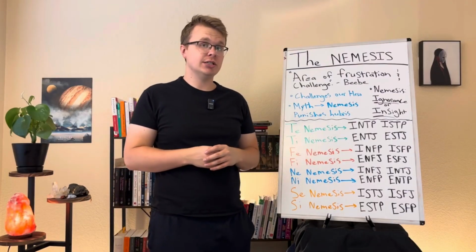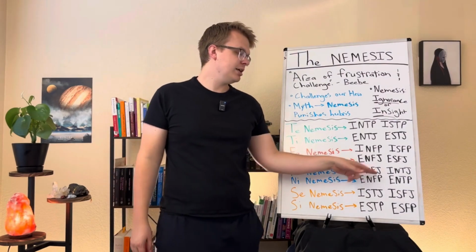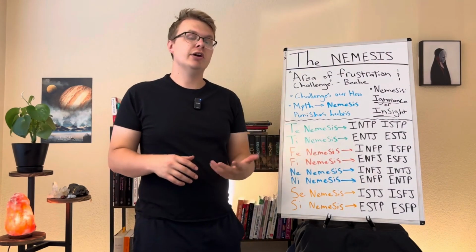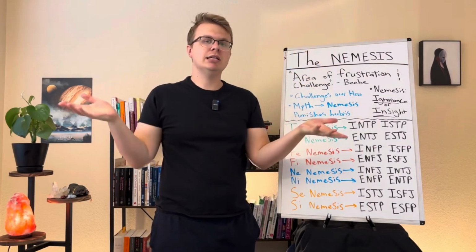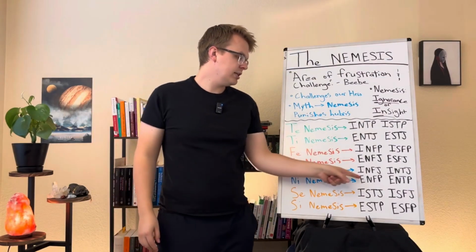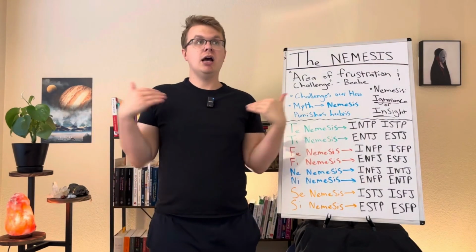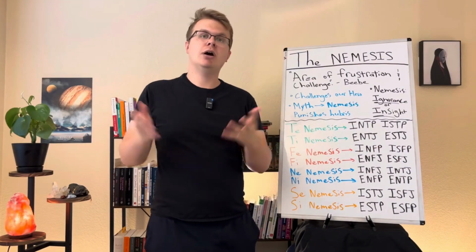Next is NI Nemesis. This is the Nemesis of the ENFP and the ENTP. Now their hero function is NE hero, extroverted intuition hero, all about possibilities and giving people options and giving people choices. NI Nemesis is worried for the ENFP and ENTP that I don't have a future, that I'm not free, that I'm not going to have what I want in the end.